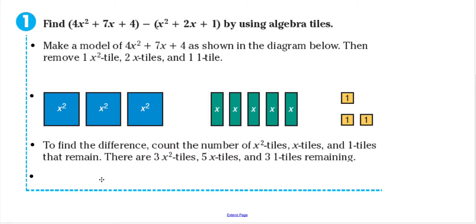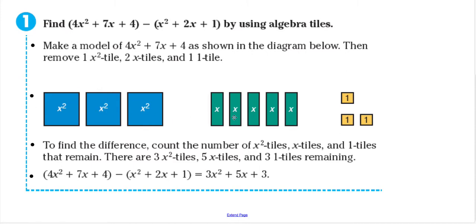So when you subtract 4x squared plus 7x plus 4 minus x squared plus 2x plus 1, you end up with 3x squared plus 5x plus 3. That is using algebra tiles. And as we've discussed in the last lesson, algebra tiles can be very useful when it comes to these types of problems.